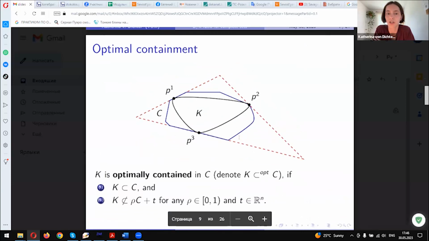So we have this chain of inclusions, but is this chain optimal? When you have an inequality, you always want to have it in an optimal way. Here we're talking about this in the case of inclusion. So we want to understand if this inclusion is optimal. What we mean by optimal is that the body K is contained in C, and also it is not contained in any smaller version of C, which is shown here on the picture. So please, next.